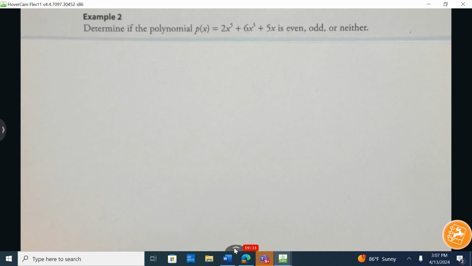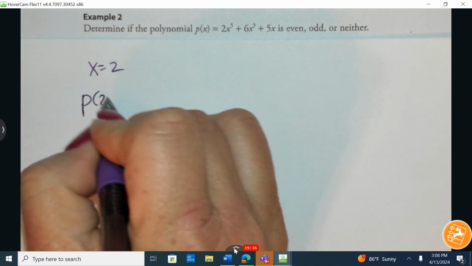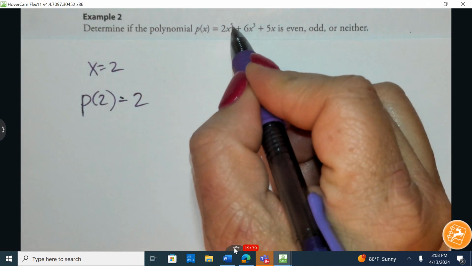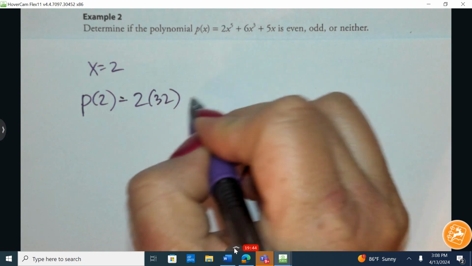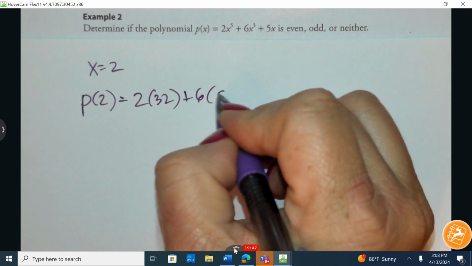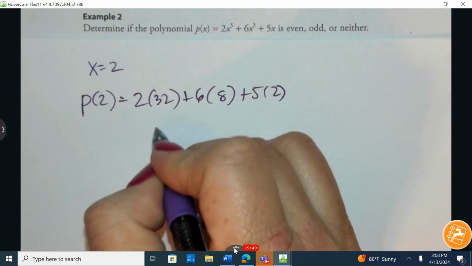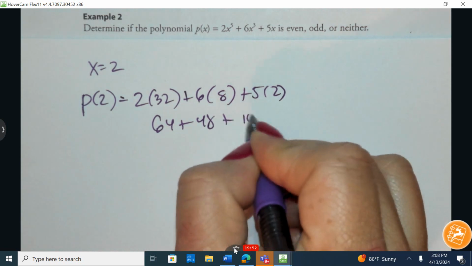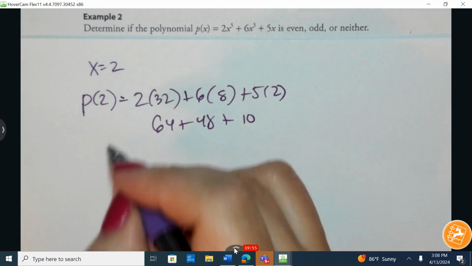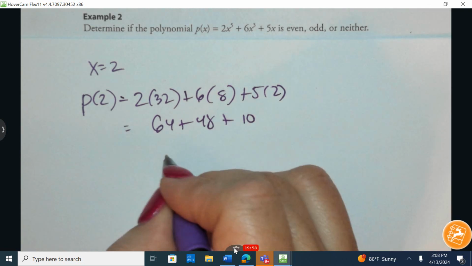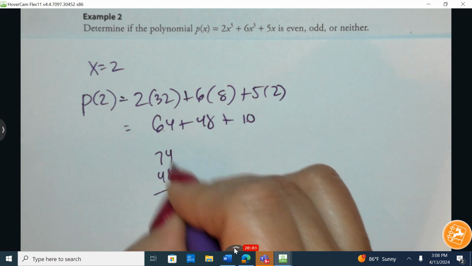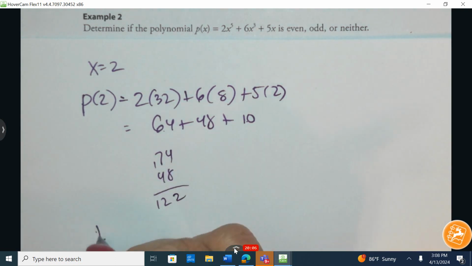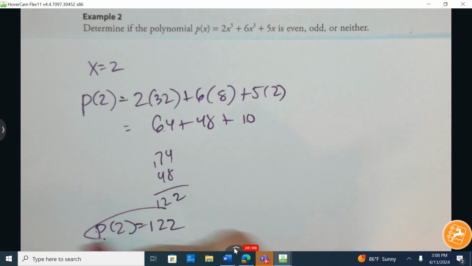Another example to try. Again, I'm just always going to stay with my 2. So I'm going to do p of 2 for this problem. So 2 to the 5th power, 2 to the 5th is 16 times 2, that's 32. And then I have 6 times 2 to the 3rd. 2 to the 3rd is 8, plus 5 times 2. So I have 64 plus 48 plus 10. Now, when you're adding, hopefully you know this, the order you add things in doesn't really matter. So I'm just going to add 10 right on to 64 to get 74 plus 48. So p of 2 is 122.